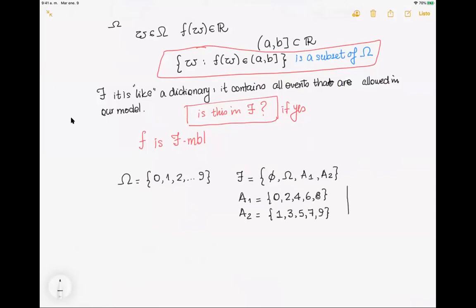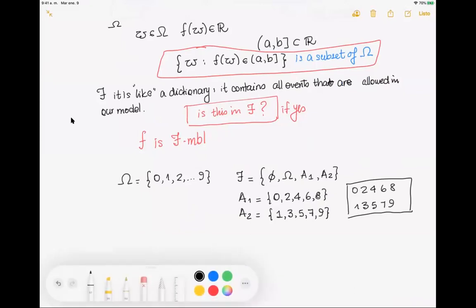So again, we can think about visualizing omega as being this set. And this is a partition of omega. So it defines a partition with 2 sets. It's the even numbers and the odd numbers.